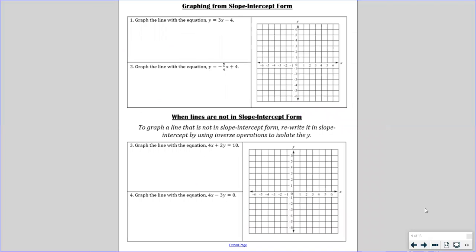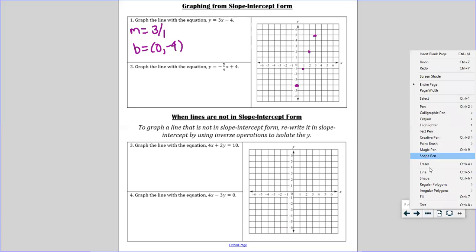Okay, so we're going to do some examples of graphing using the slope-intercept form. It says graph the line with the equation y equals 3x minus 4. So we know the slope is 3 over 1, and the y-intercept, which is our b, is 0, negative 4. So b, our y-intercept, is where we begin. So I put my point there, and I'm going 3 up and then 1 to the right. 3 up, 1 to the right. Plot as many points as you can, and then once you do that, draw your line.